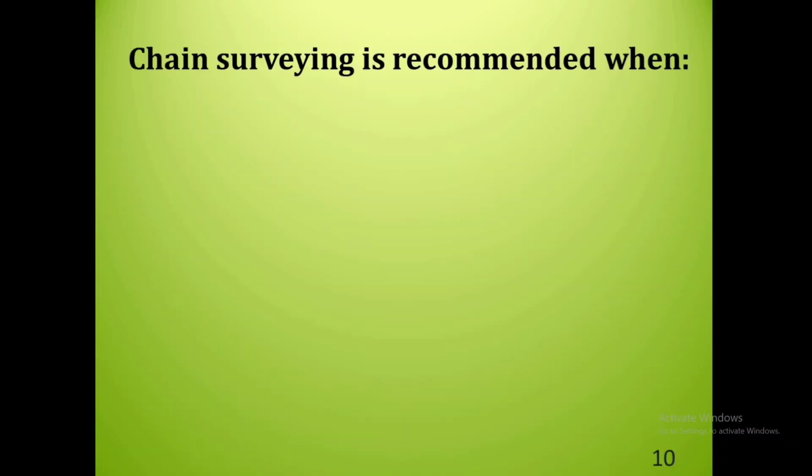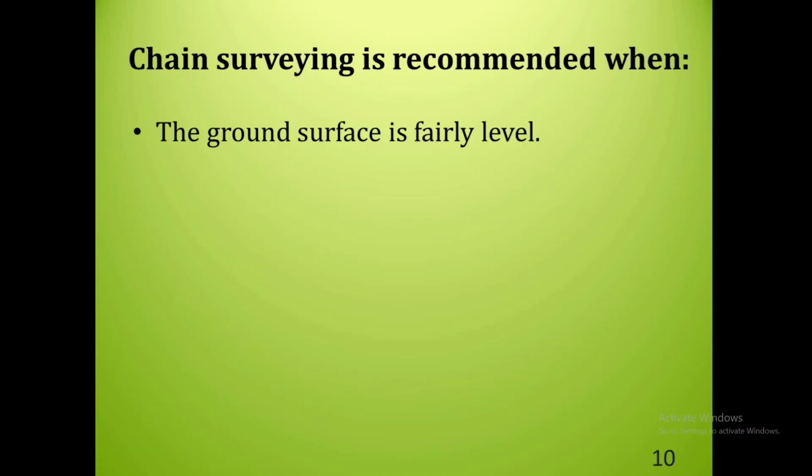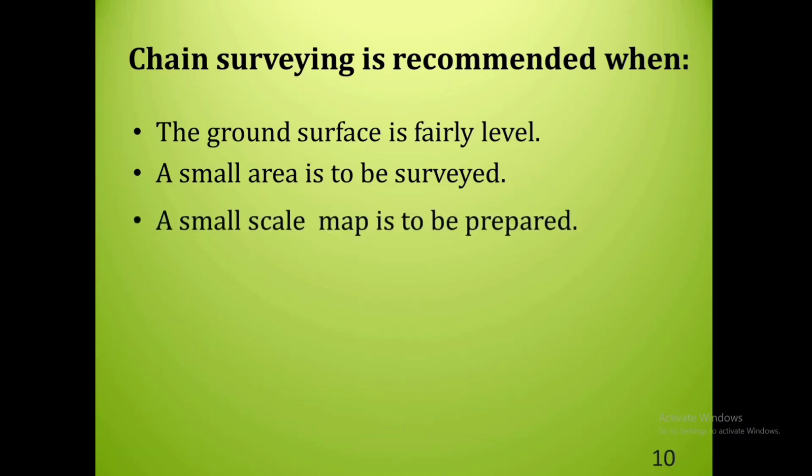Next, chain surveying is recommended when the area is almost flat, because if there are undulations in the land, then whatever reading we take down using the chain might not be the exact one, or it might not be the accurate value. Therefore it is recommended only for ground which is almost flat, and also the area to be surveyed should be very small, because for a larger area we go with higher instruments which give accurate results. Chain surveying is limited to smaller areas.